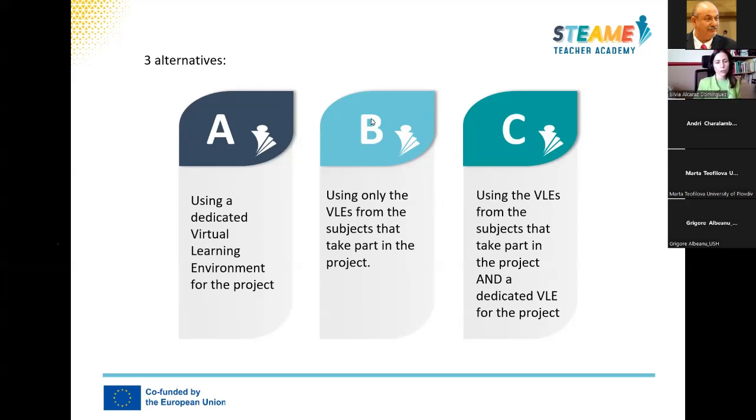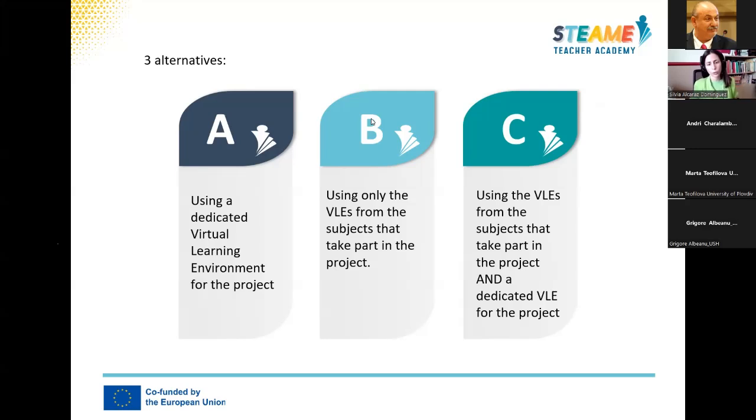Option B is to use only the virtual learning environments from the subjects that take part in the project. So the math teacher puts his files and activities there, and the science teacher, let's say, puts his activities in the other one. And when the students are working on the project but are doing something related to maths, they go to the maths learning environment. But if they're doing something related to the other subject, they go to the other, right? So this is option B.